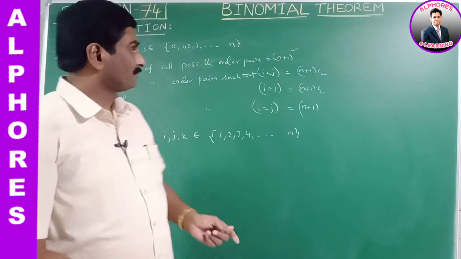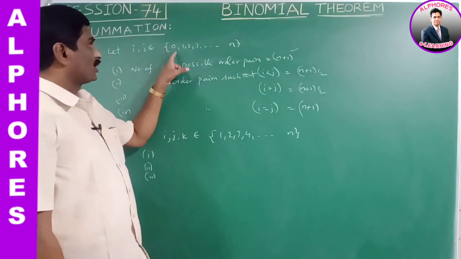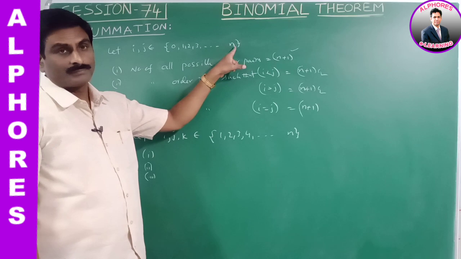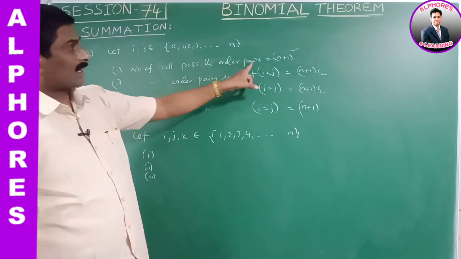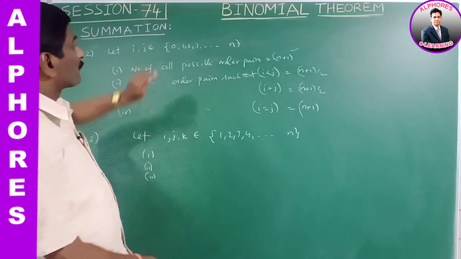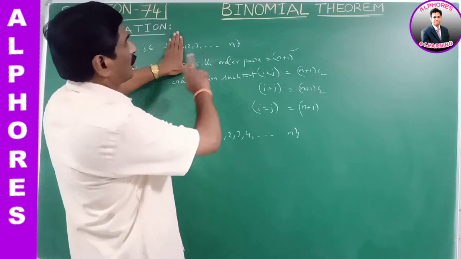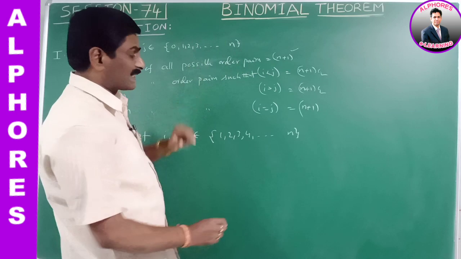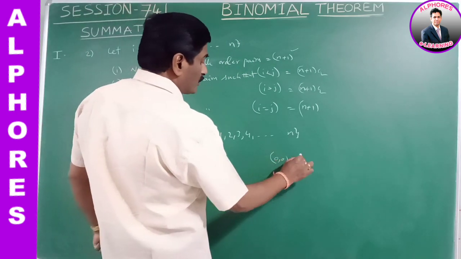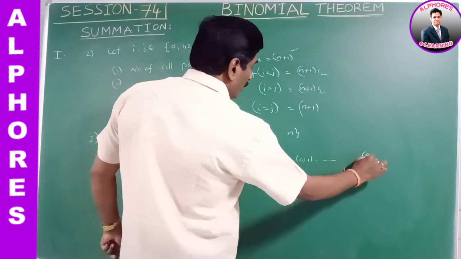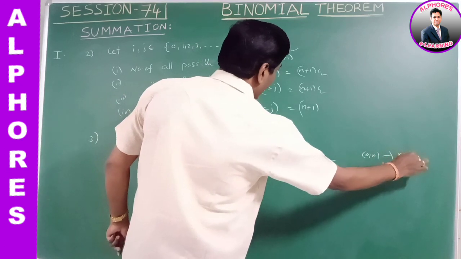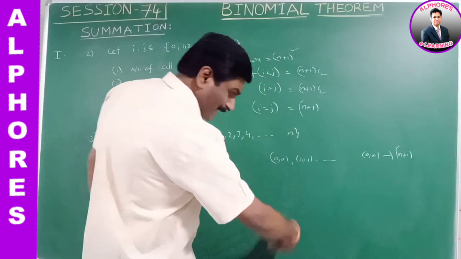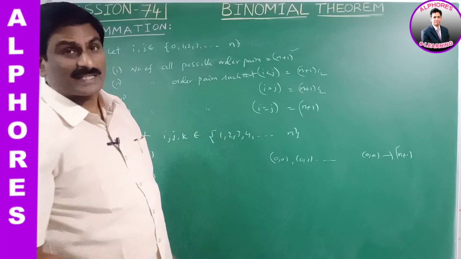Next, second one. Let i, j belong to 0, 1, 2, 3, so on n. Then the number of all possible ordered pairs is equal to, please observe this value. In the previous case i, j belong to 1, 2, 3, so on n values, but here 0 is included. How many numbers are available in this case? 0 0, 0 1, 0 2, so on 0 comma n. How many values are in this case? n plus 1 possibilities. Similarly, n plus 1 rows, n plus 1 columns. Total number of elements is (n+1) whole squared.